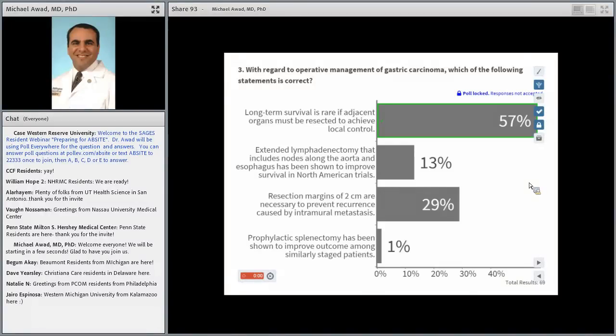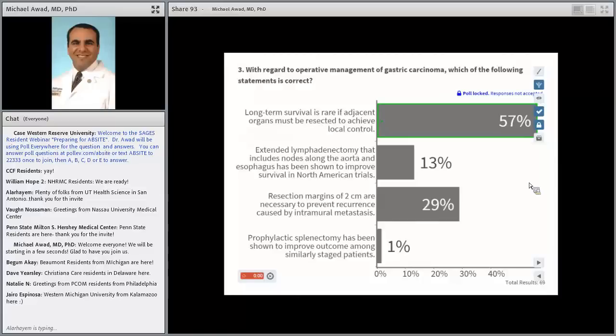So the correct answer is A. And so let's talk about this one a little bit as there was some variety in responses. In gastric cancer, microscopic involvement of the resection margin by tumor cells is associated with a poor prognosis. Unlike colon cancer, gastric cancer usually has extensive intramural spread.